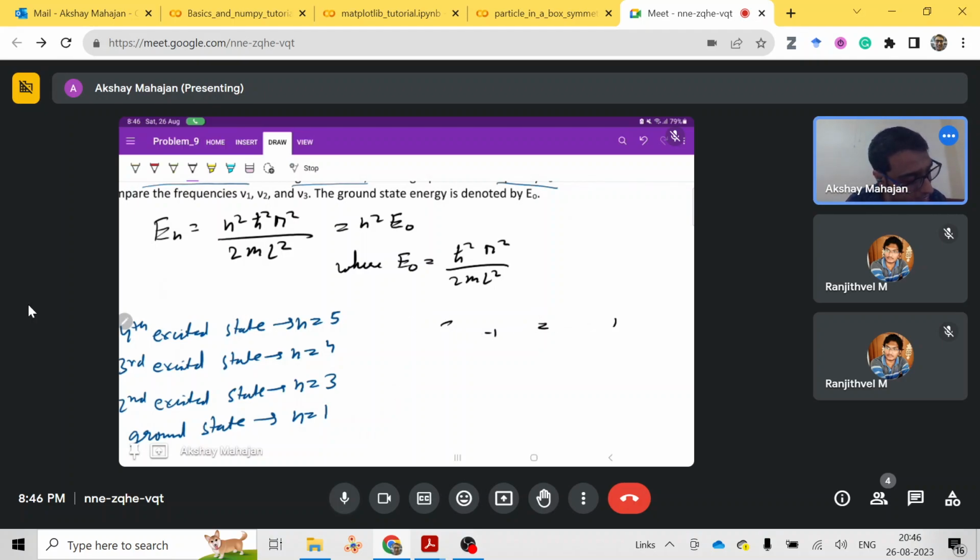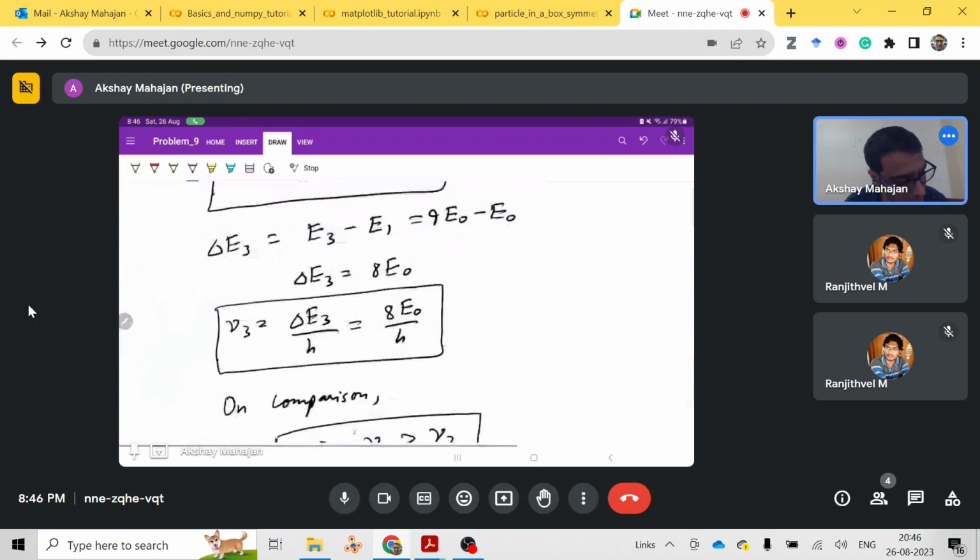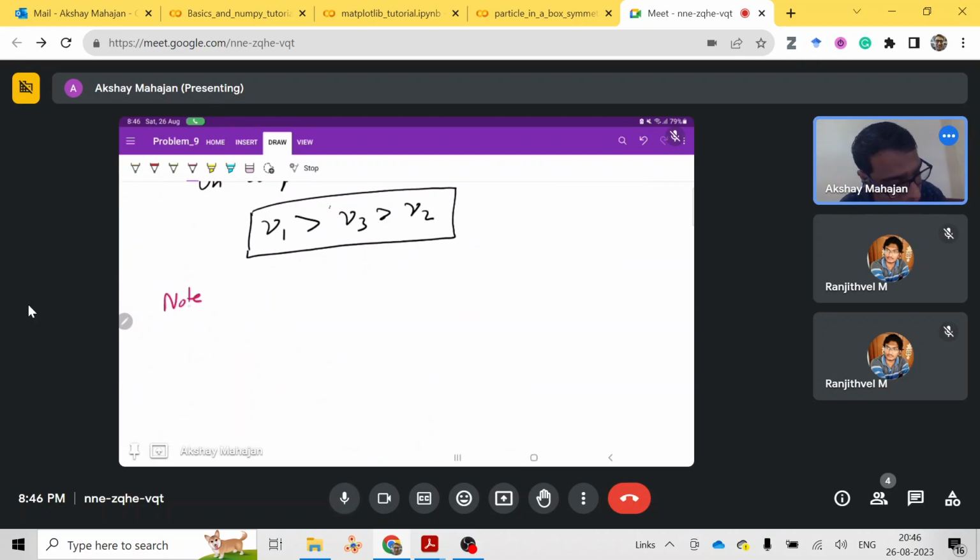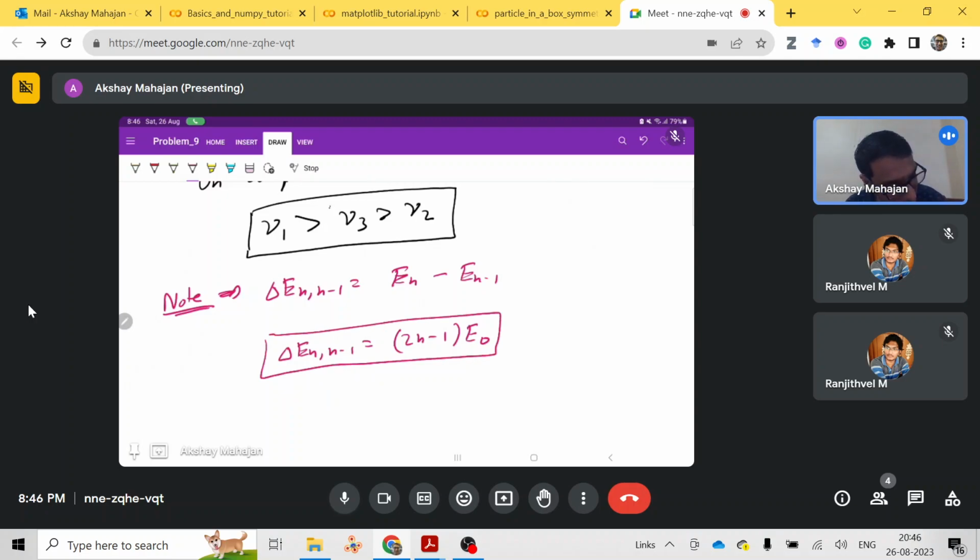Let me just write it in red, so you can try this. You can write delta E of n comma n minus 1 will be E of n minus E of n minus 1. And if you solve for a particle in a box, this delta E of n comma n minus 1 comes out to be 2n minus 1 times this E0. So we can see that this value increases with n.